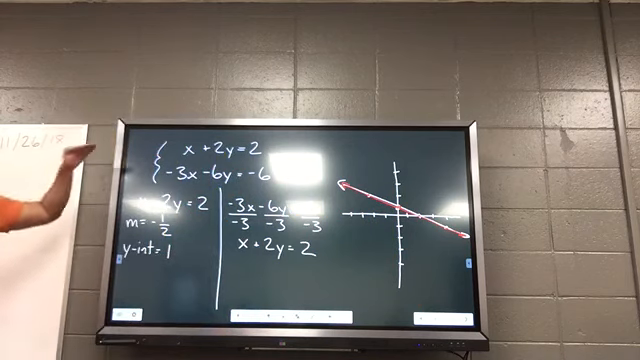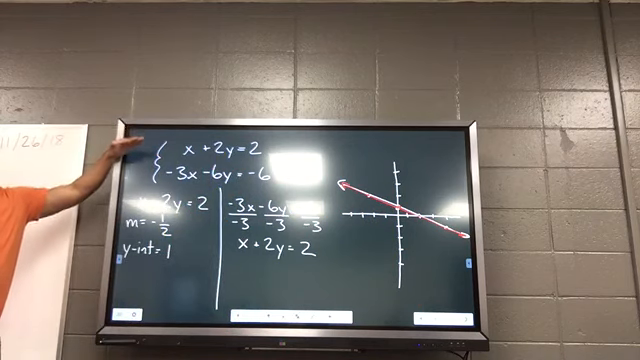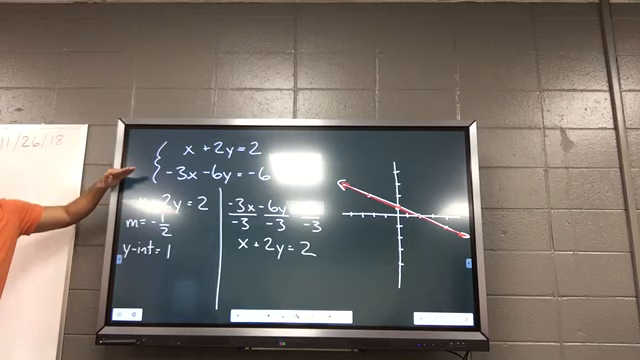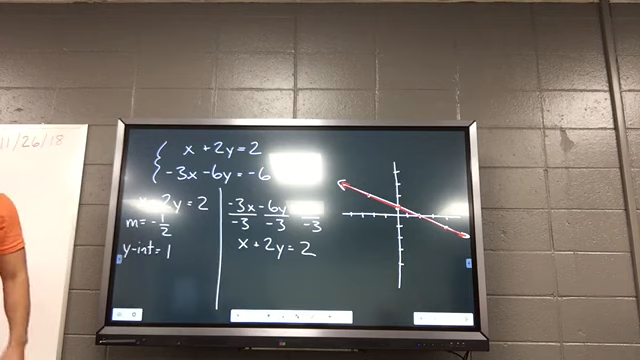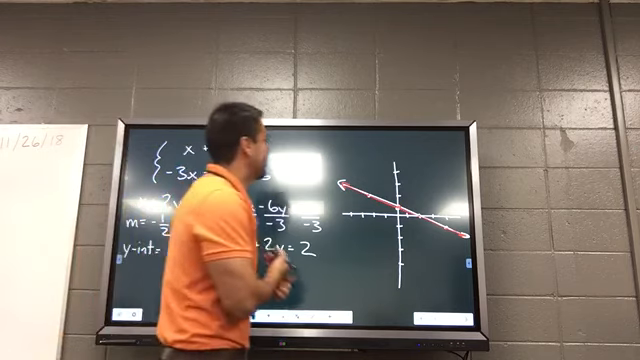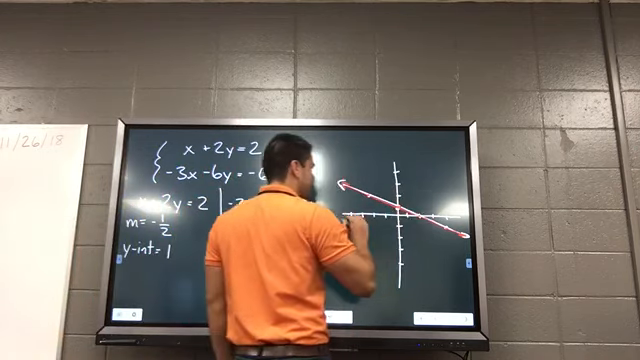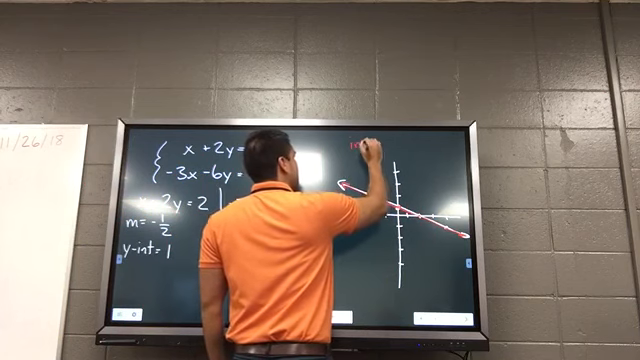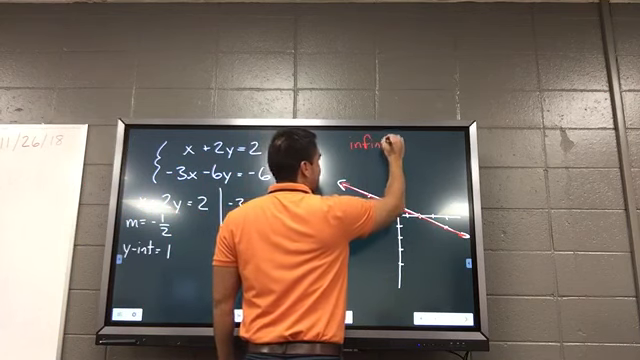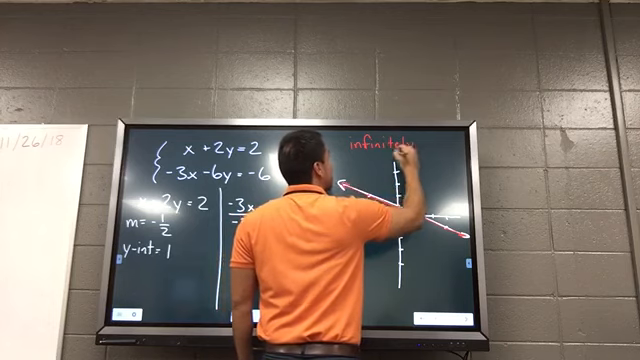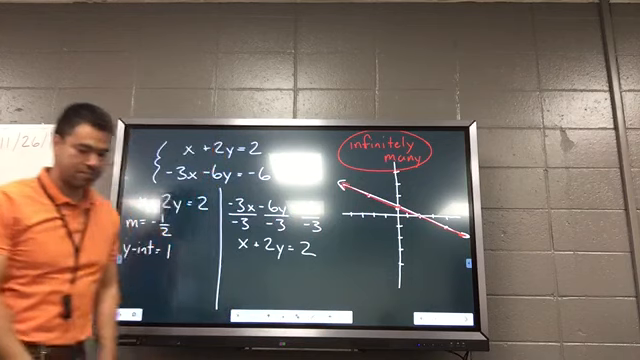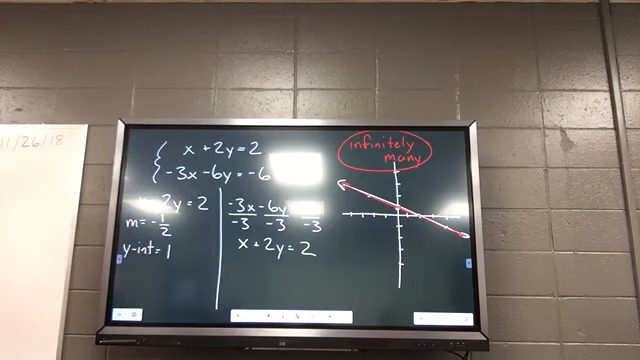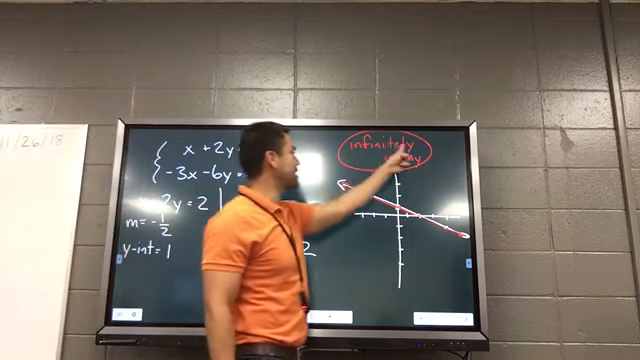How many solutions are in the top equation? Infinite. How many solutions are in the bottom equation? Infinite. How many solutions do they share together at the same time? This is different from what your book says, but this is accurate. Infinitely many. Infinitely many would be your solution. How many are there that they share together? Infinitely many.